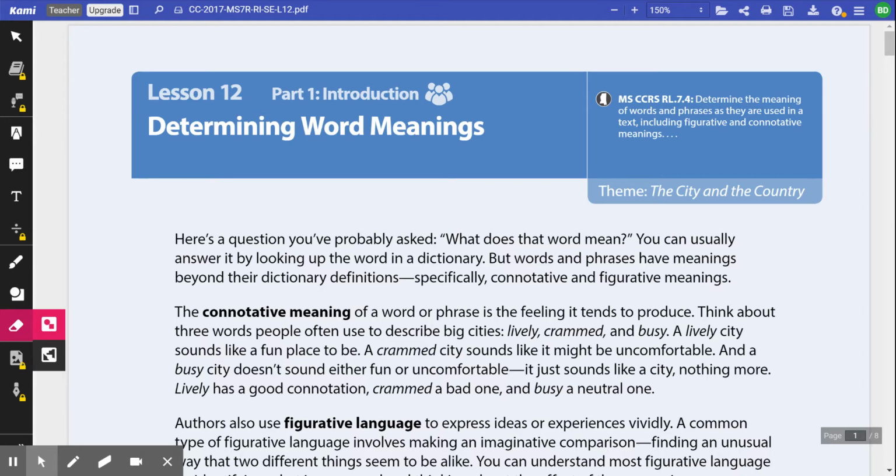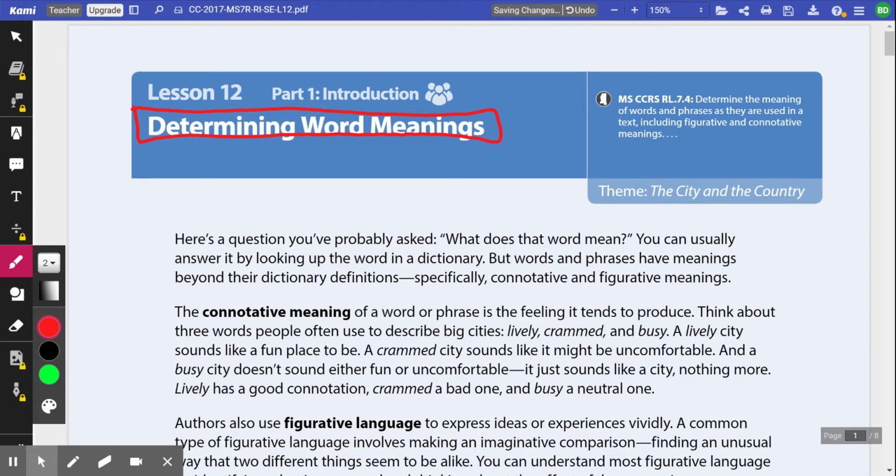So since this is the introduction, we're starting a new lesson. The first thing we have to do is put a box around the title of our lesson. And the title of this lesson is Determining Word Meanings. If you remember from last week, we did lesson 9 on analyzing word meanings. So these two lessons really go hand in hand. Last week we were analyzing, this week we are determining. So I'm going to rewrite the title of this lesson up at the top.